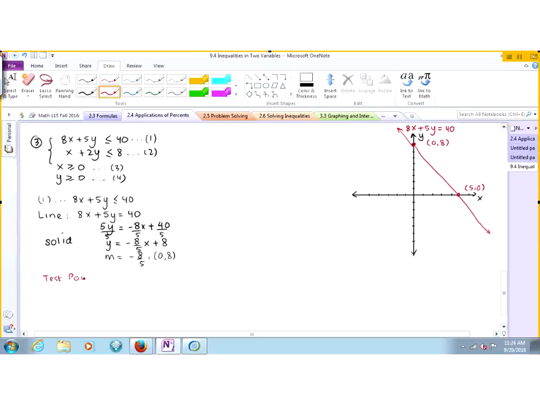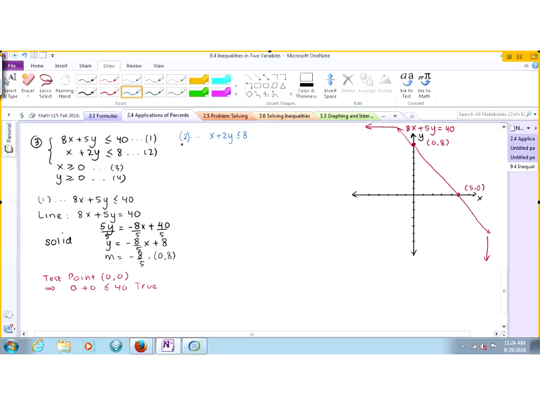Now, let's do test point. 0, 0. Is it true or false? So 0 plus 0 is less than or equal to 40. True? Okay. So this is true. So which area am I shading? To the left. Right. So all this area here. Right? Okay.